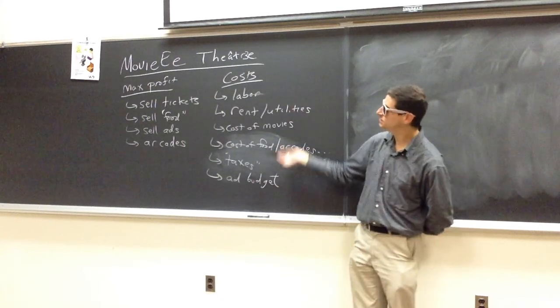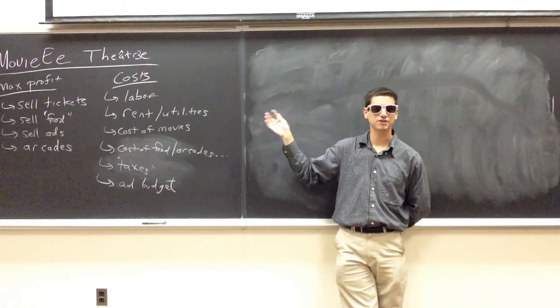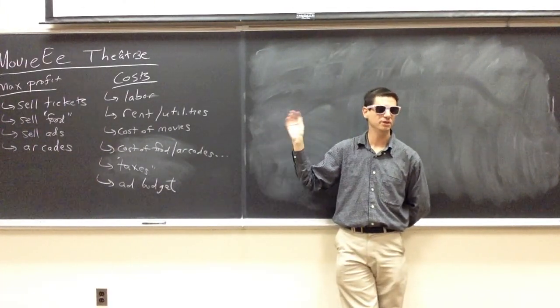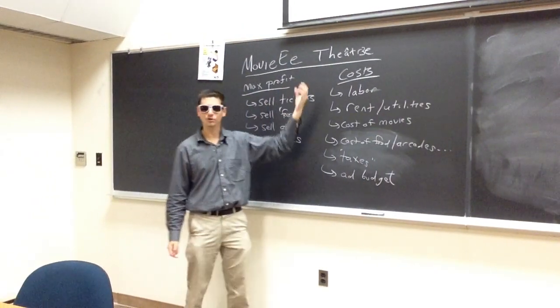So, there's lots of different things we have here for MovieEe, to try to figure out what the cost is going to be. And so we can look at, we're trying to maximize profit. We have sources of income. We have sources of revenue. We have costs.